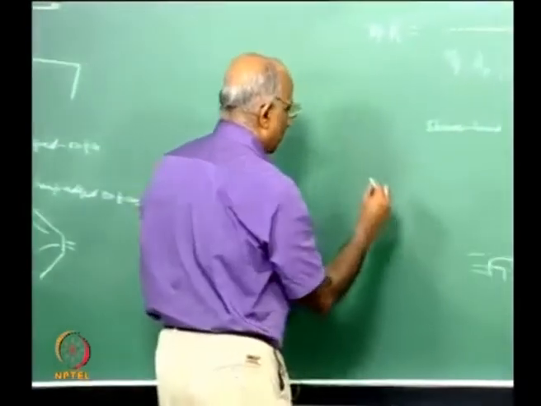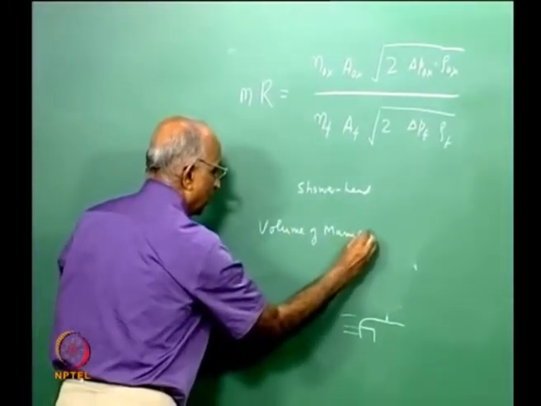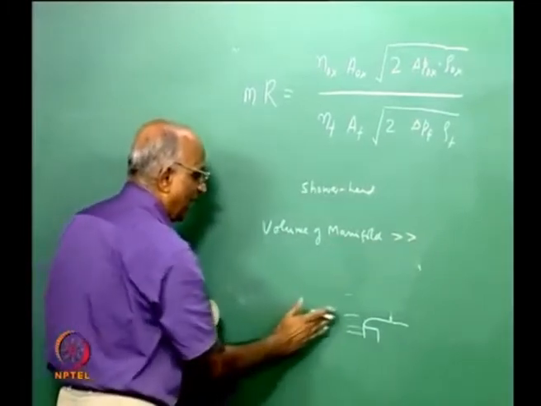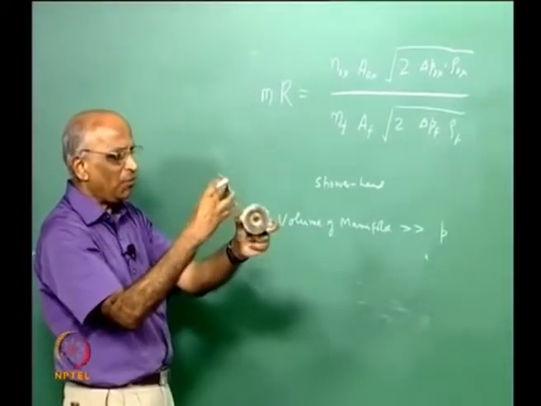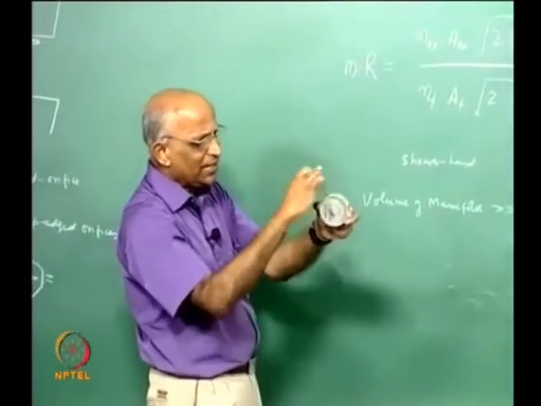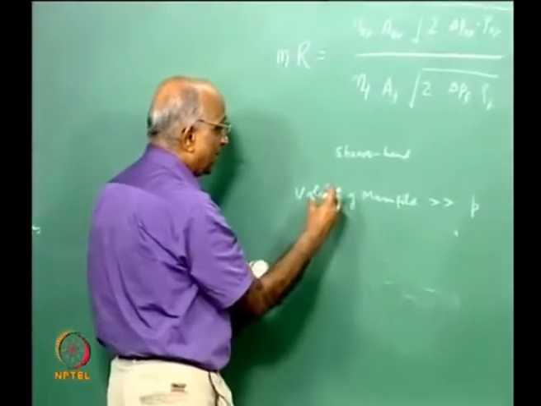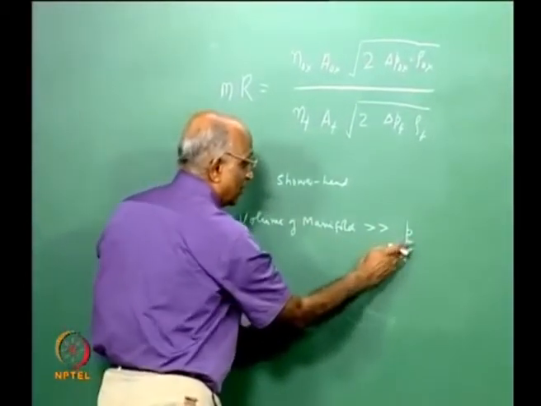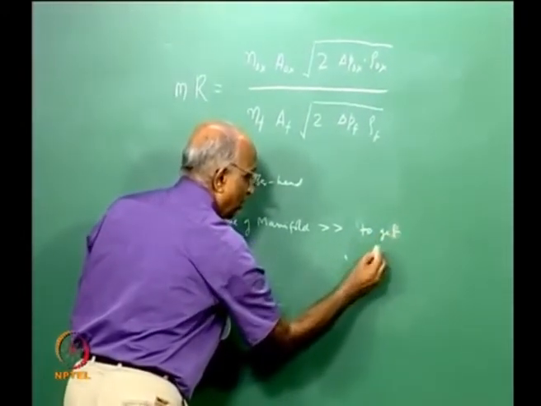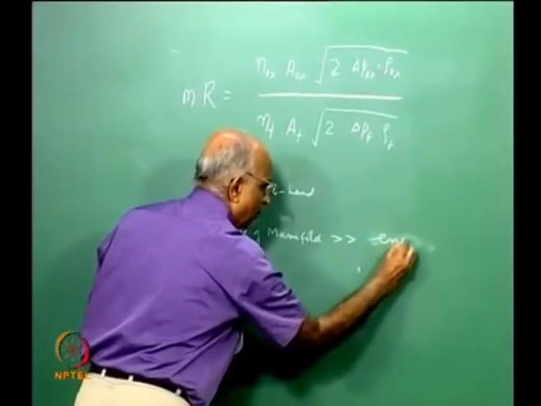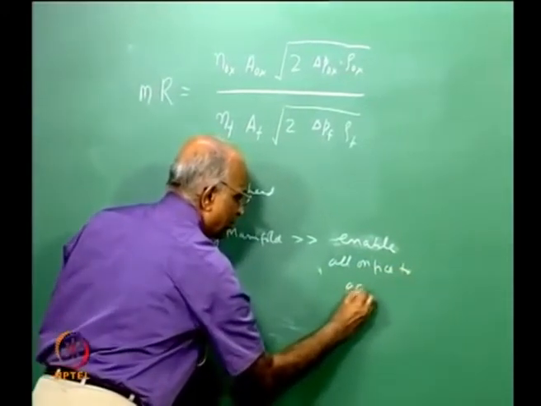From fluid mechanical considerations, if the volume of manifold is large, then I will have the same pressure for all the holes over here. If I have a very small manifold volume, the holes which are at the center near the tube inlet will get the high pressure, the others will get a low pressure. Therefore, from fluid mechanical considerations, I should have a large volume of manifold to enable all orifices to achieve the same pressure.